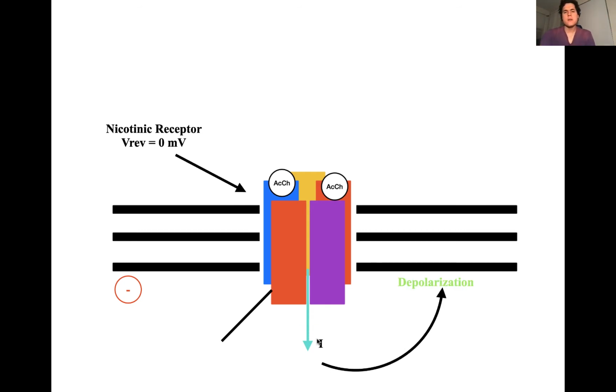Before we talk about what facilitation and depression actually are, it's incredibly important to understand the different types of vesicles that are present inside the presynaptic neuron. So let's take a look at the three different vesicles.